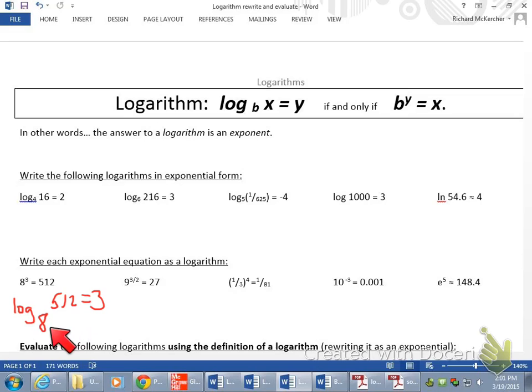The other way around, I'm just flipping and switching it from an exponent to a logarithm. So this time log base, there's my base, so it's base 8. My exponent becomes my answer, and the 512 is the argument of the logarithm. The base is a 9. The exponent is the answer, and there's the 27. The base is 1/3. The exponent is the answer.